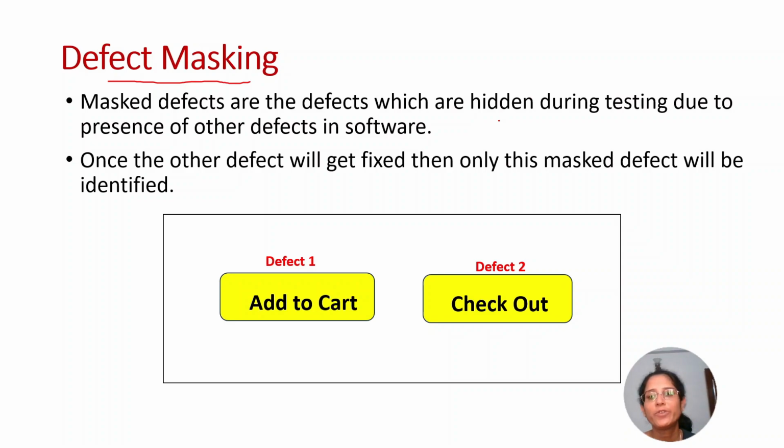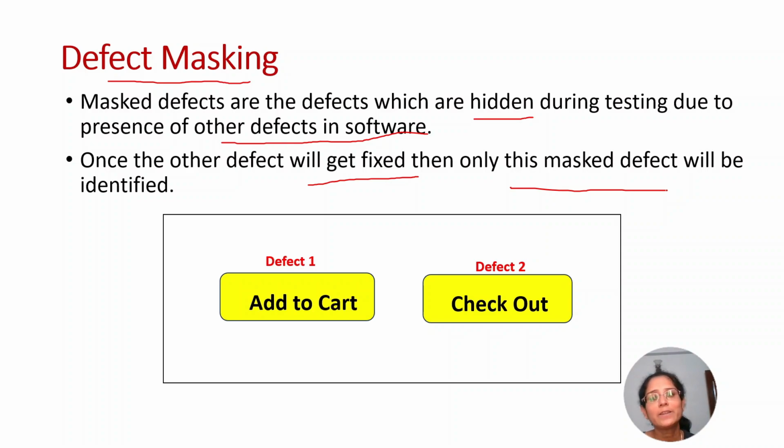Masked defects are the defects which are hidden during testing phase due to presence of other defects in software. So what are masked defects? These are the defects which are hidden or unnoticed during testing phase due to presence of other defects in the software. Once that other defect gets fixed, only then will this masked defect be identified.